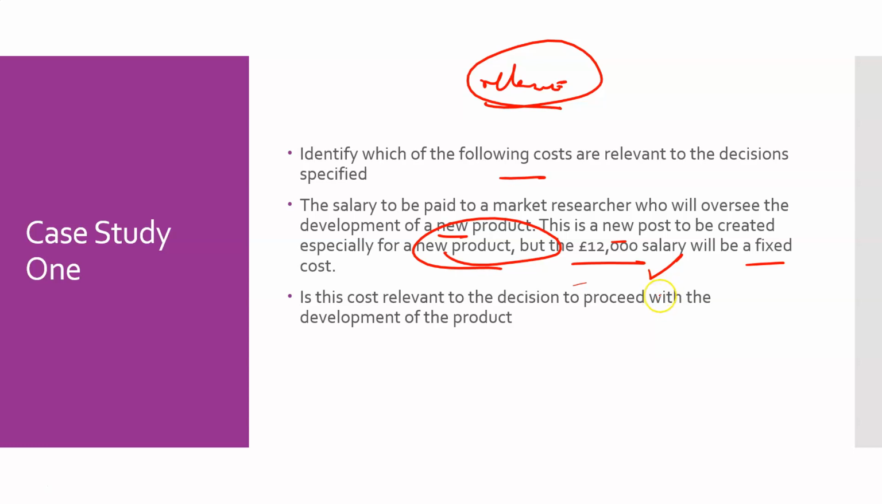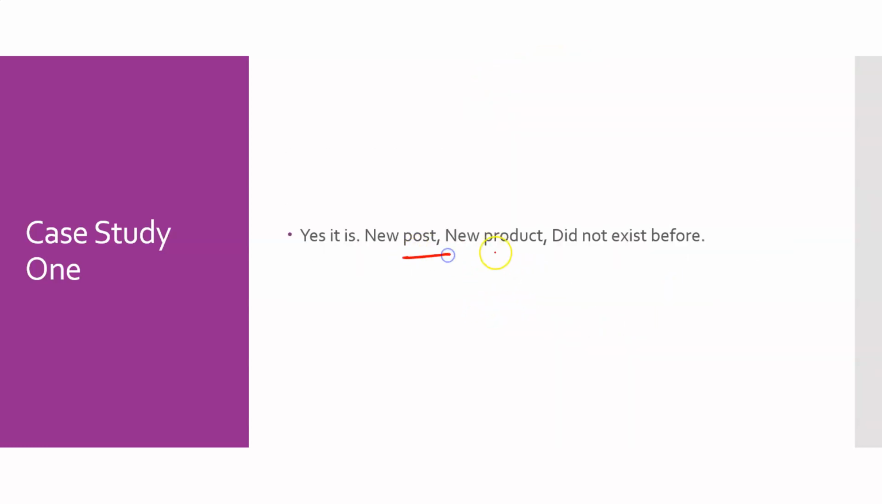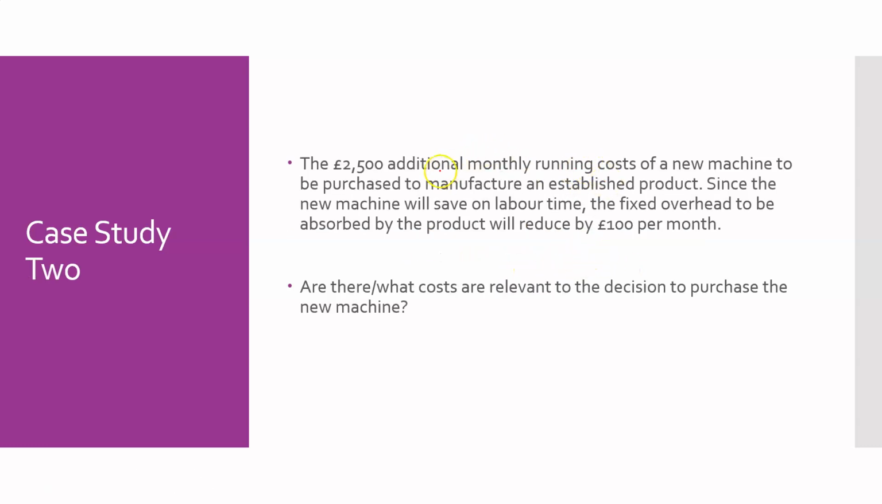Good, so it's new future costs. So you can think of relevant costs like that, like new future costs that you have to think about. So yes, this cost is relevant. It's a new post, it's a new product, it didn't exist before. You have this one here, and overheads are always a nice one. Whenever you see a question that says anything along the lines of overheads will reduce as a result of this, well, sorry, not overheads will reduce, the overhead absorption rate will reduce. Well, the overheads themselves have not reduced, if you like, so that's not relevant. The overheads are there, so they're sunk.